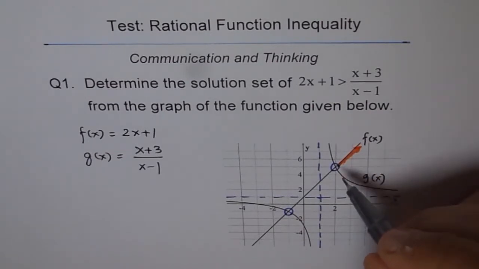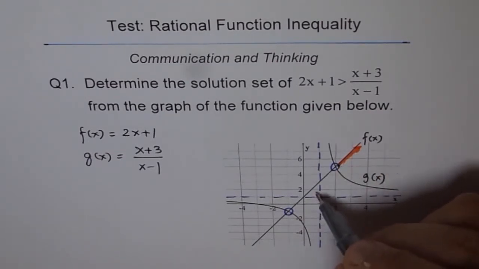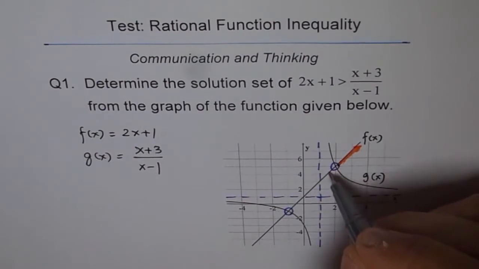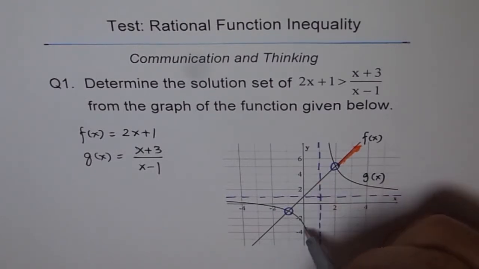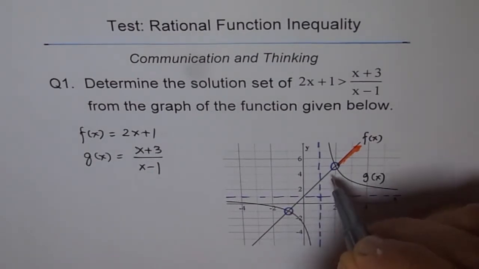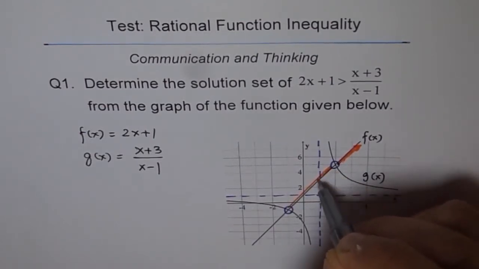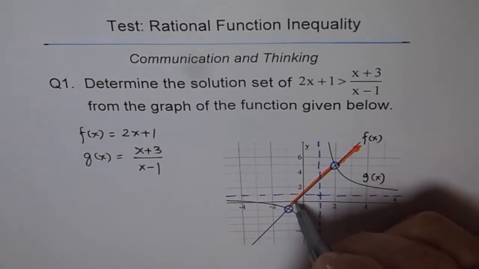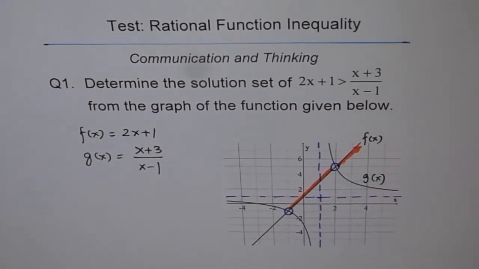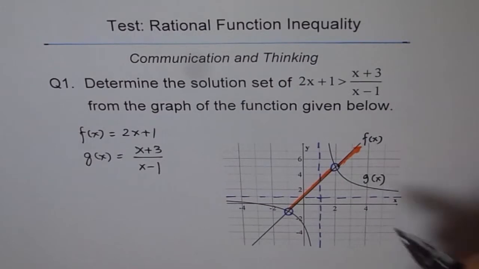Now, where else is this line above this graph, right? See, here it is below. Do you see the graph is above it, right? So it is below here. But as soon as you cross this vertical asymptote, then you see that the line is above the graph, right? At this point, it is equal. So also in between here, it is above, right? I'm purposely putting a bold orange here so that it's visible and you can write down your answer, correct? There is a discontinuity at 2, so we'll not include 2, right?